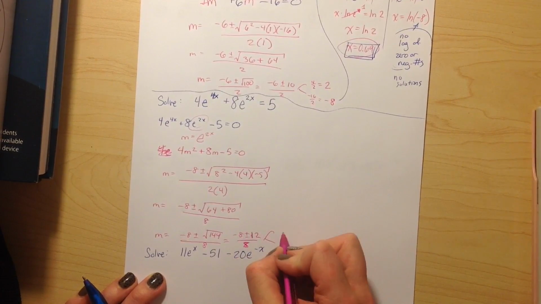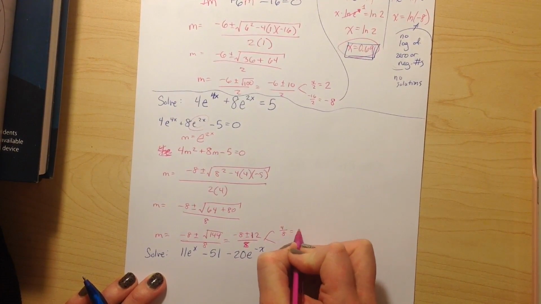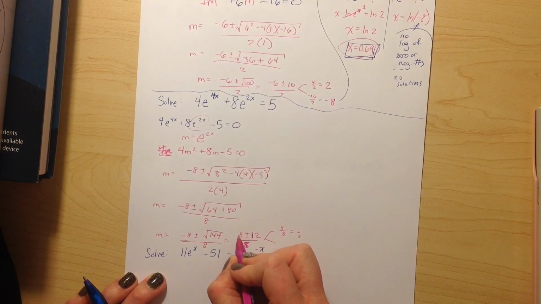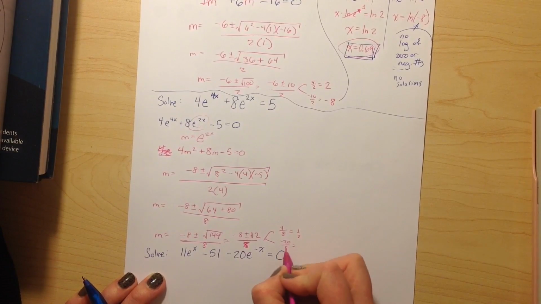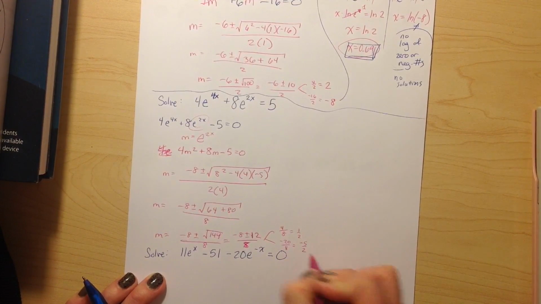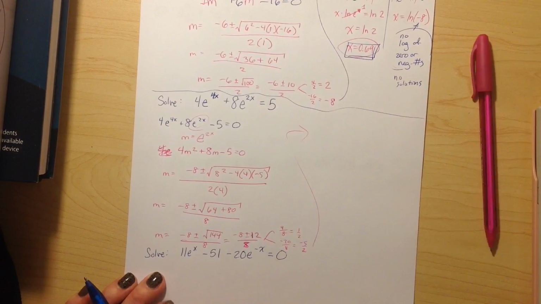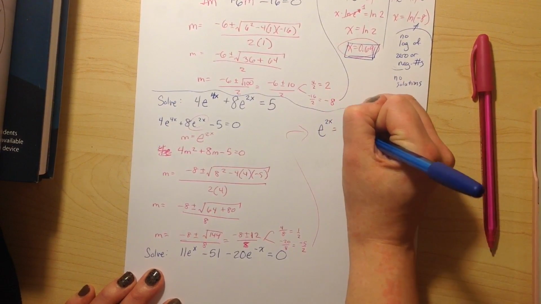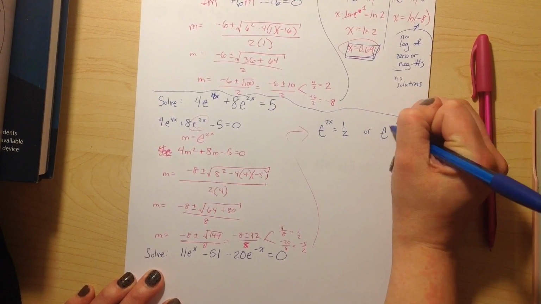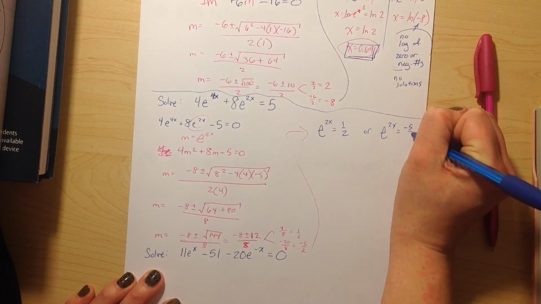If I add, I'm going to end up with 4 over 8, which is 1/2. If I do subtraction, I'm going to get negative 20 over 8, which is, if I divide by 2, no, I can divide by 4, negative 5/2. So now I resubstitute. I would have e to the 2x is equal to 1/2, or e to the 2x is equal to negative 5 over 2.